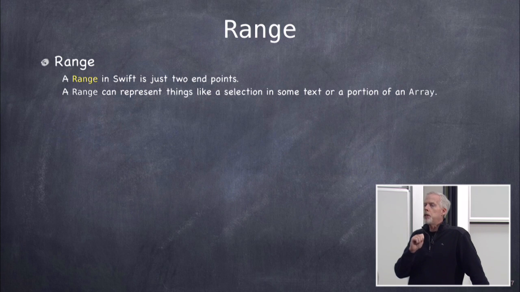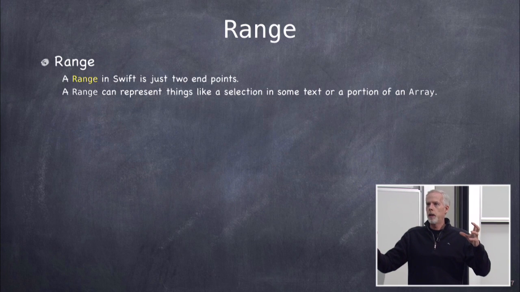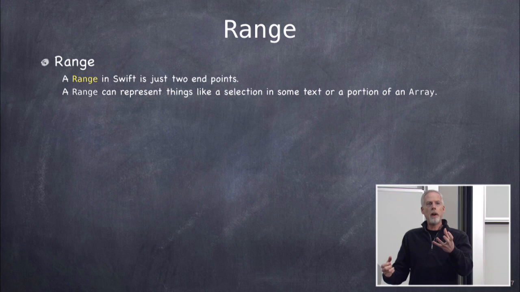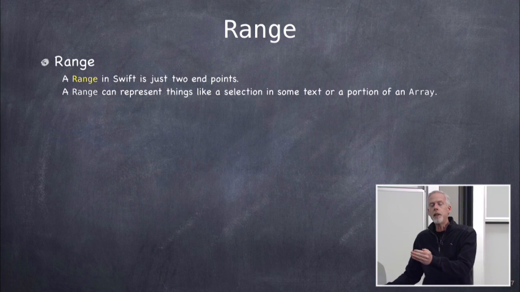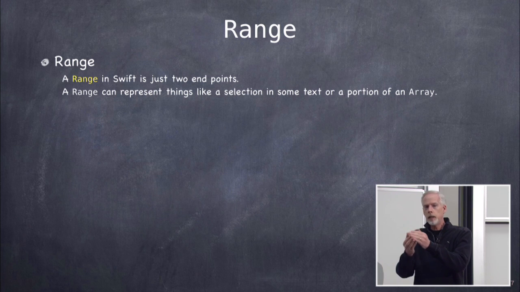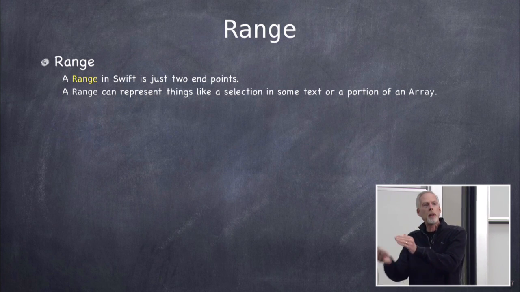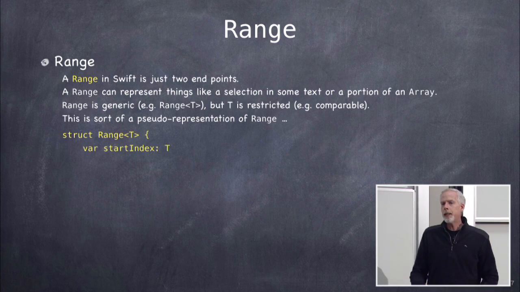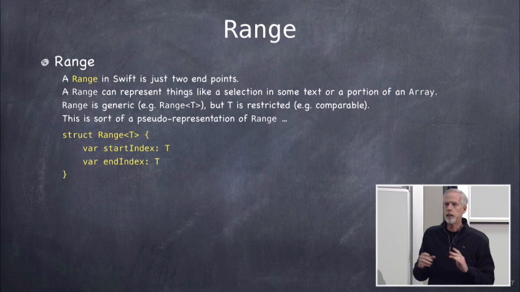Range is an important little struct in Swift. All it represents is 2 endpoints. So a range is useful for example for a selection of text, where the selection starts and where the selection ends. It's also good for a subslice of an array. You've got an array of 100 elements, you might want the 15th to the 40th one. You could specify that range, 15 to 40. So range is this really simple little struct. It kind of looks like this. I say kind of, it's a little more complicated than this, but it basically looks like this.